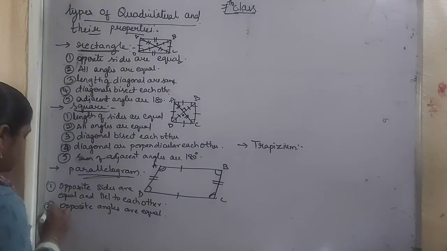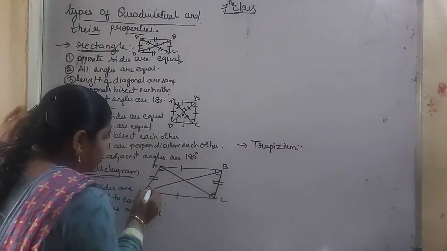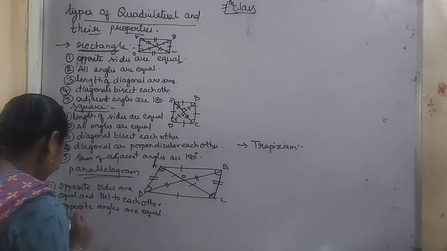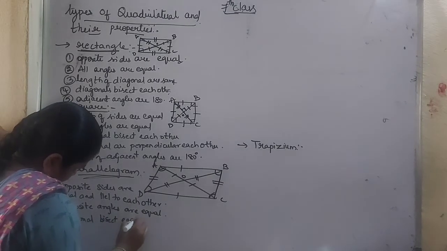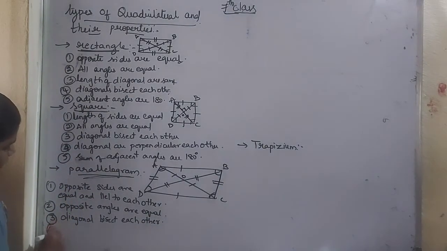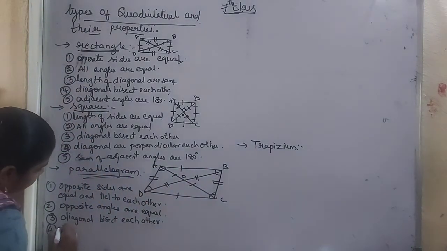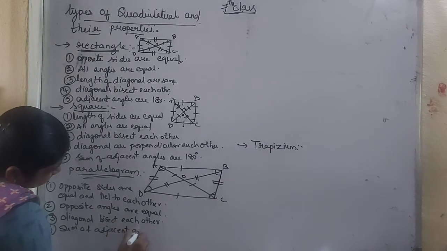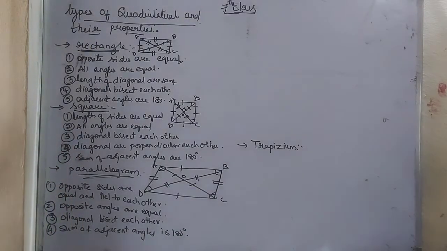And the third point is that diagonals bisect each other. So if you draw the diagonals, they bisect each other. And the last point is, if you add the two adjacent angles, always it will be equal to 180 degrees. So sum of adjacent angles is 180 degrees. So these are the properties of parallelogram.